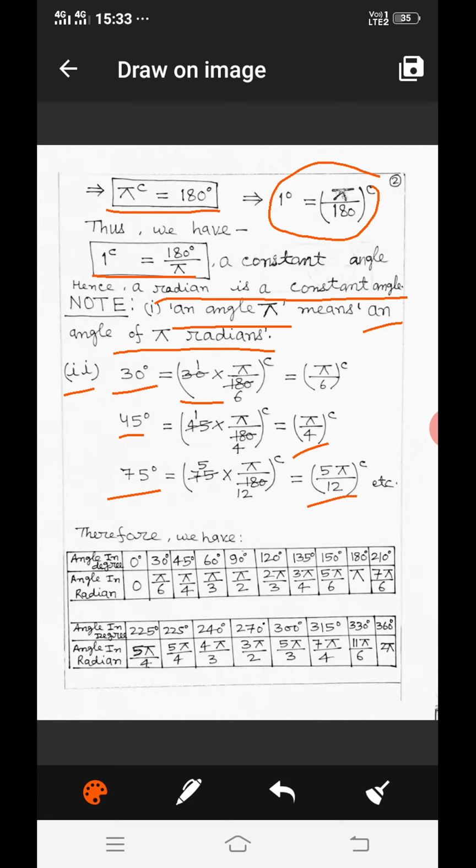We have 0 degree equal to 0 radian, 30 degree is equal to pi by 6 radian, 45 degree is equal to pi by 4 radian, and so on. 330 degree equals 11 pi by 6 radian, and 360 degree is equal to 2 pi radian.